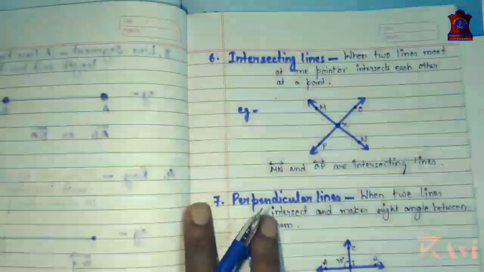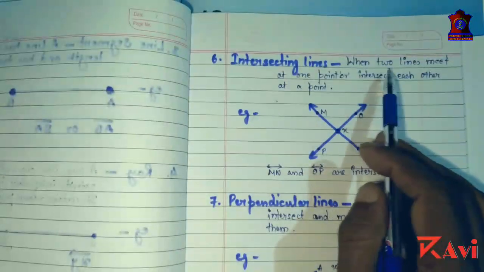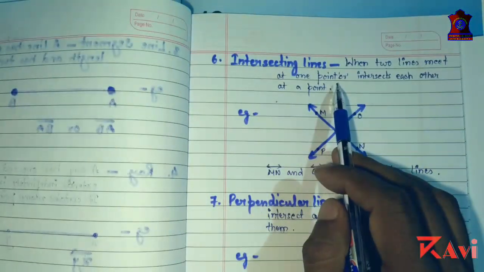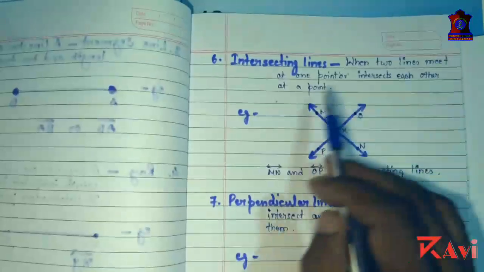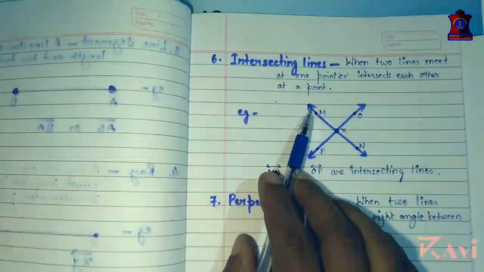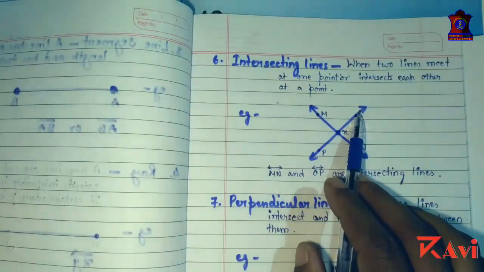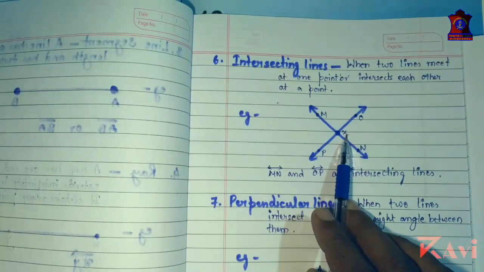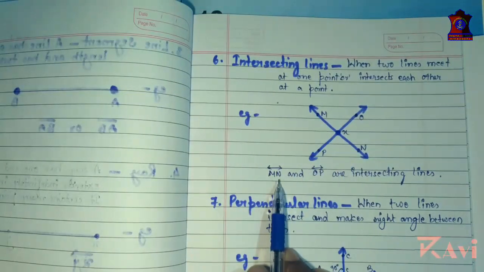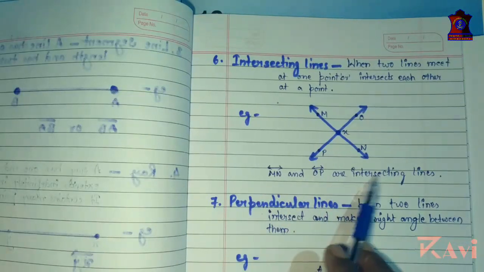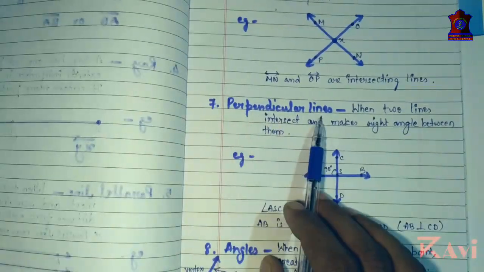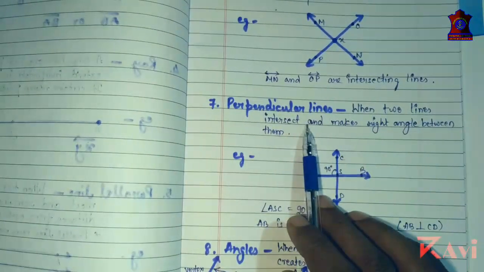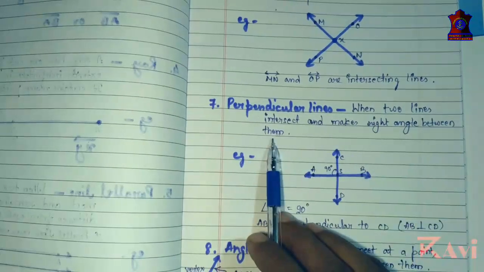Okay, next is intersecting lines. When two lines meet at one point, or intersect each other at a point. Clear? See, here line MN meets line PQ at a point X. So we can say that line MN and PQ are intersecting lines. Clear?